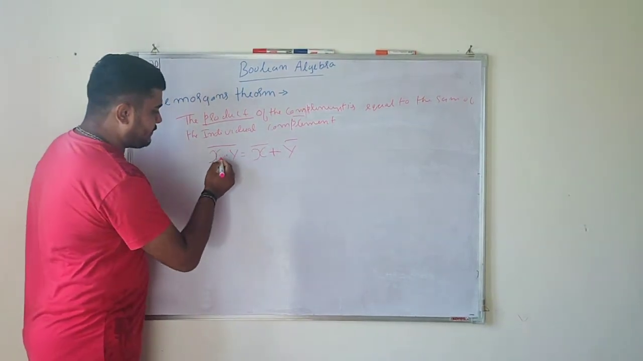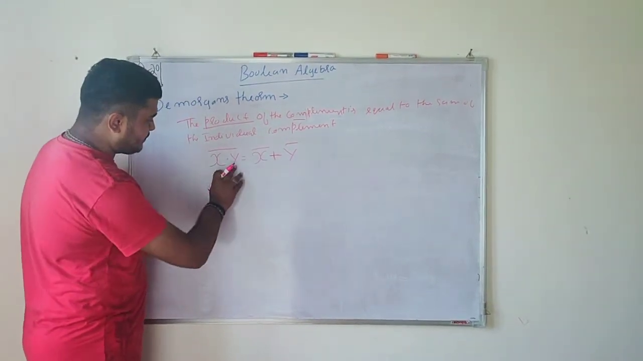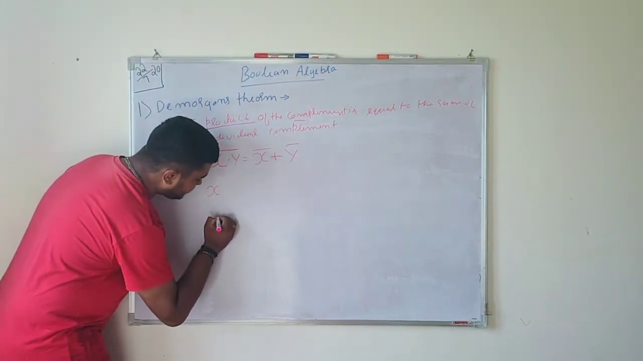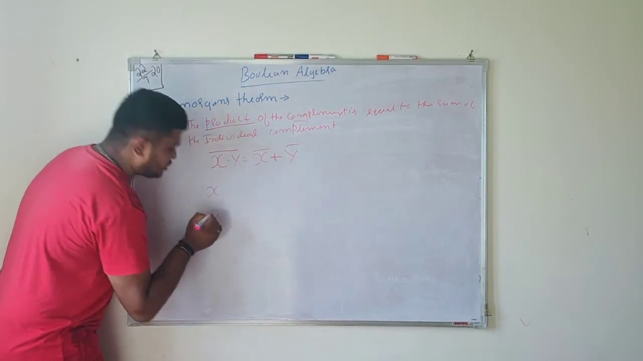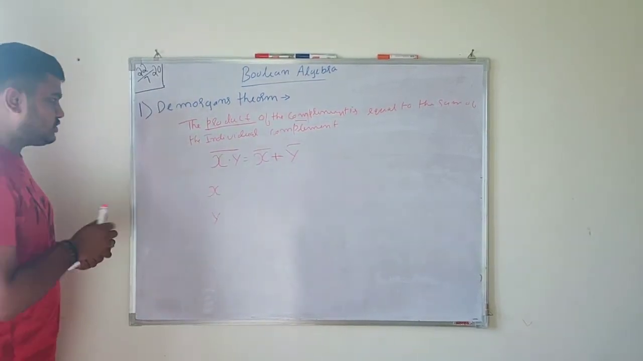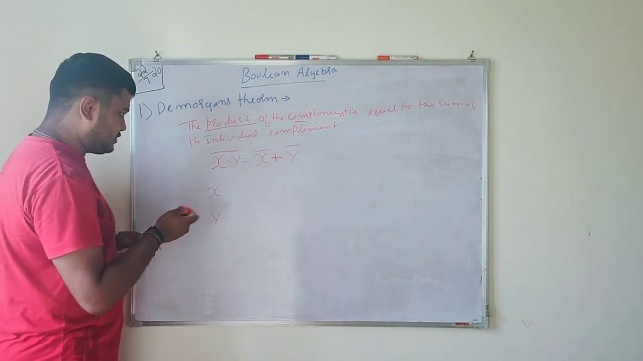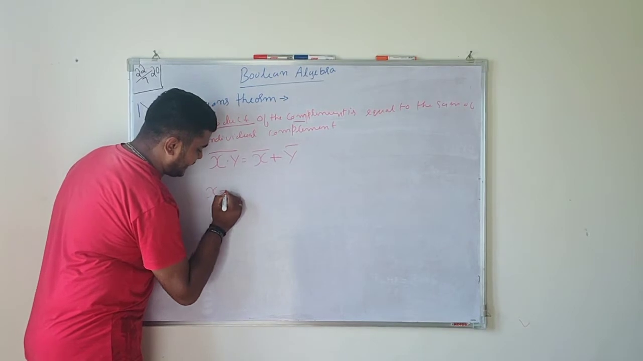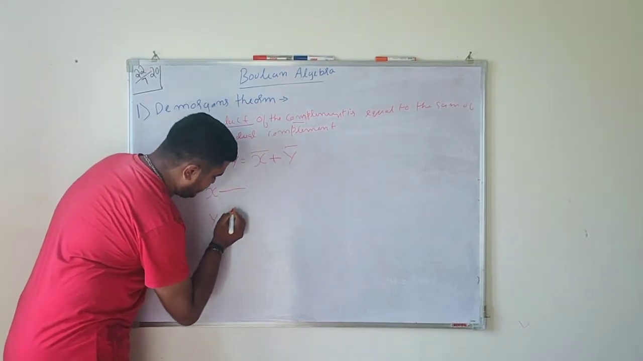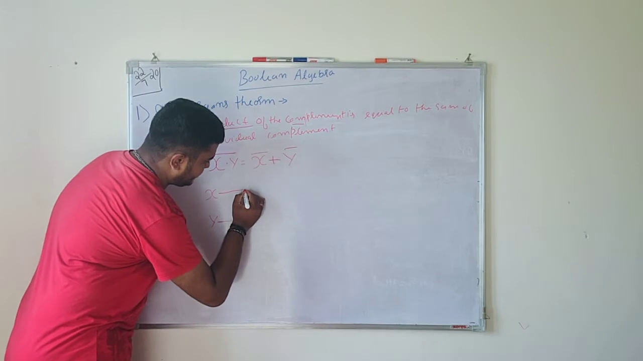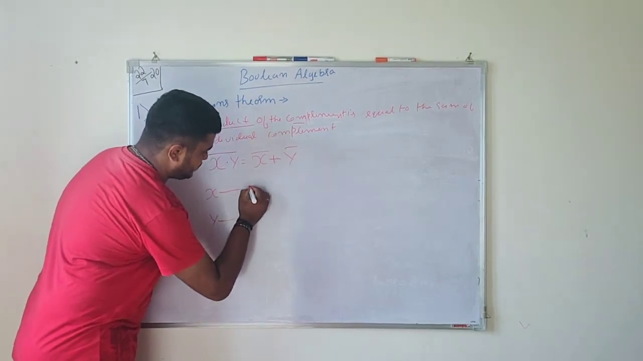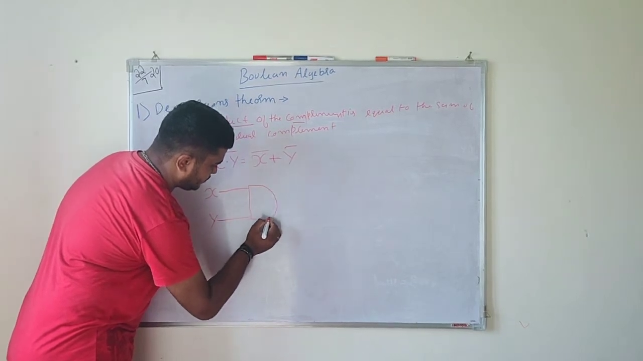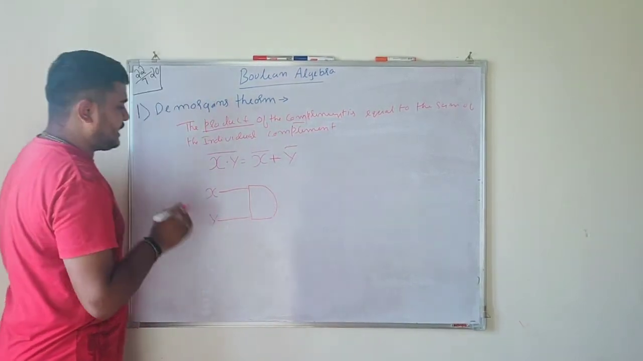So x bar and y bar. We should check for inputs. There are two inputs. What should we do? We should put two inputs, x and y. Next, we should check for the gate. Which gate have we used? We have used the AND gate. So logical multiplication is an AND gate. So we are going to put the AND gate now. This is the AND gate.